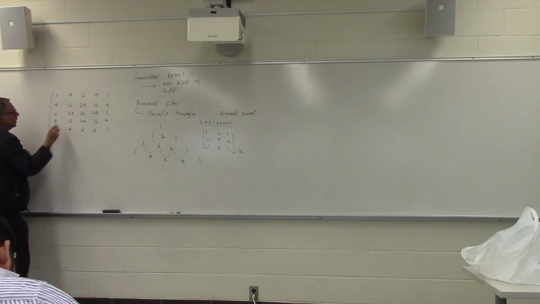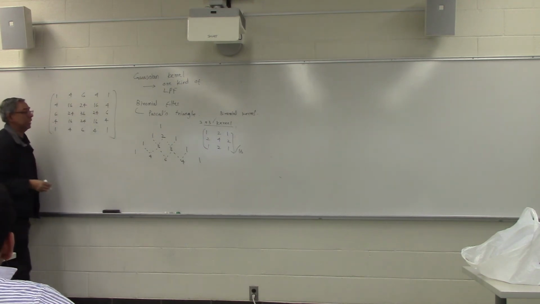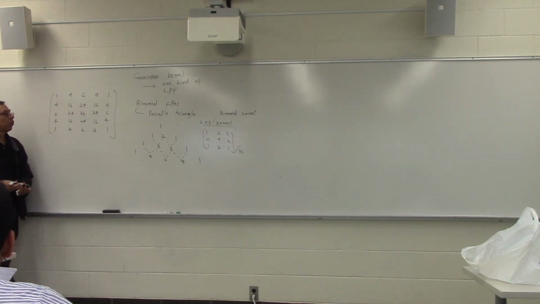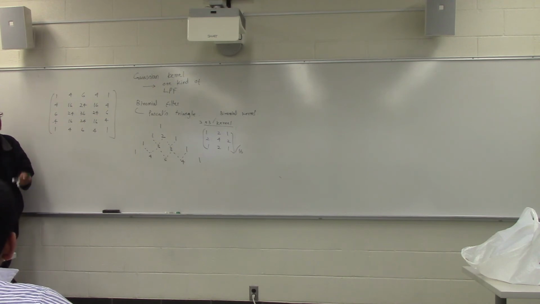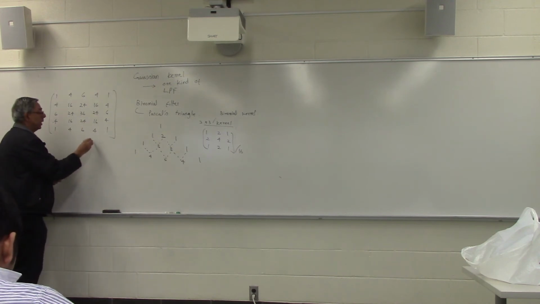So my question to you guys is, by looking at it, what kind of filter is it? Gaussian. Even though the values are different from Gaussian, doesn't it have the same pattern? It looks like a Gaussian. Yeah. So it also will produce a low pass filter.